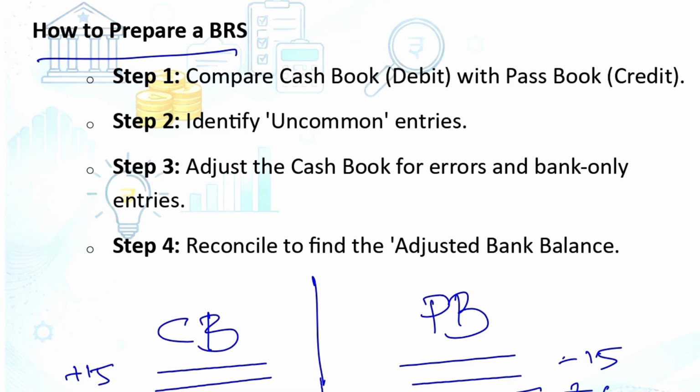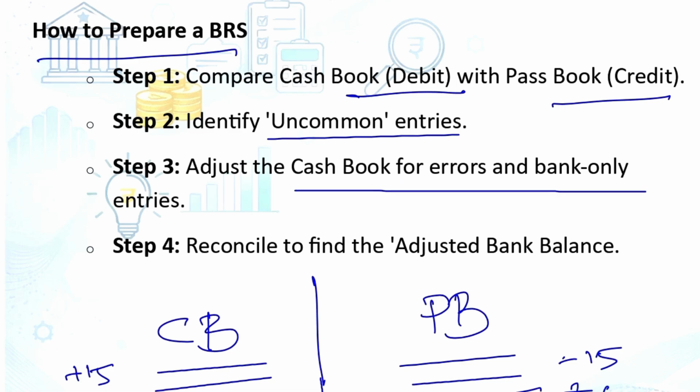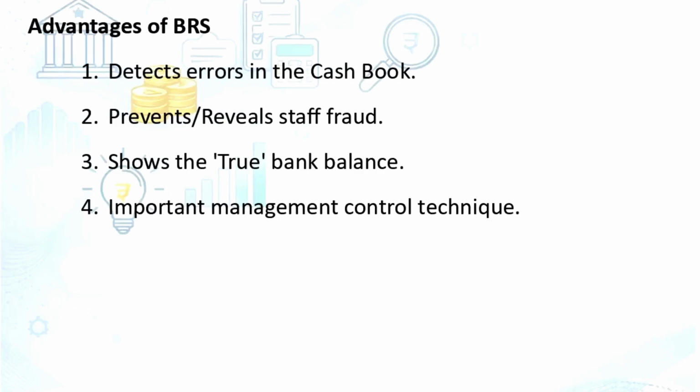So the first step is to compare the cash book and passbook. Identify any common entries. Adjust the cash book for errors and bank-only entries. Reconcile to find the adjusted bank balance. The final output you get after comparing and reconciling the cash book to the passbook is the final balance of your bank.